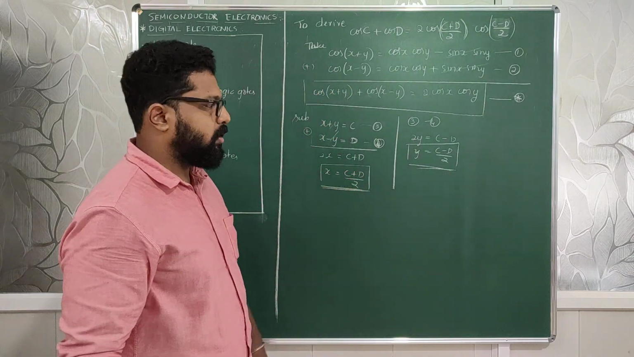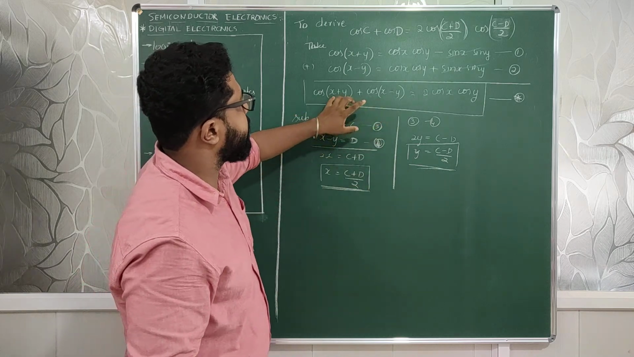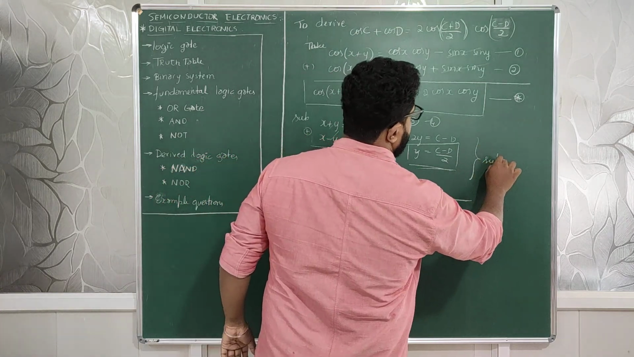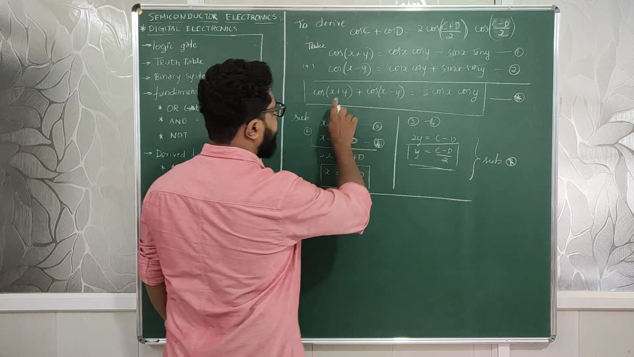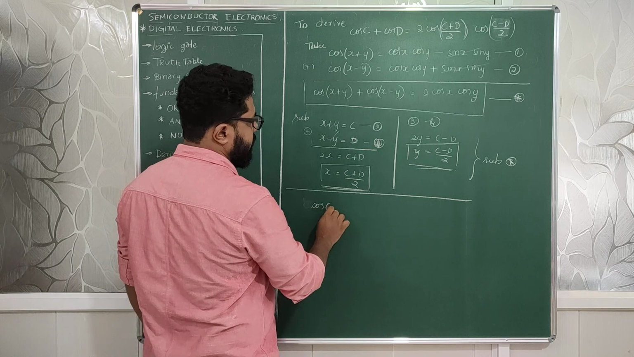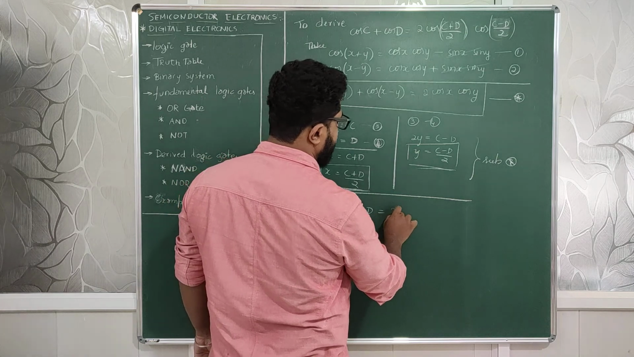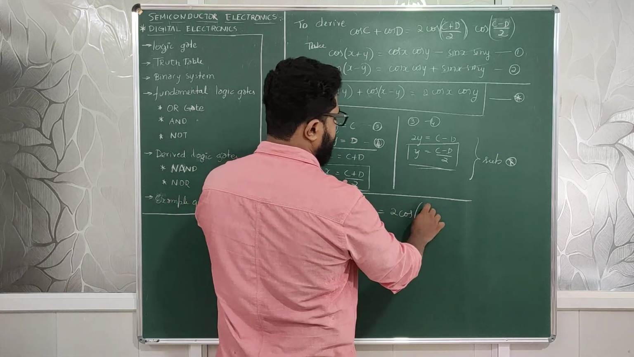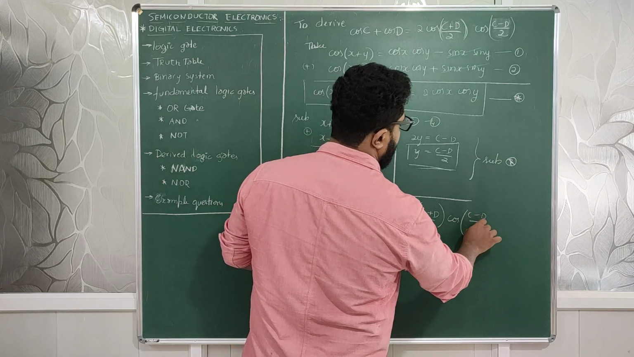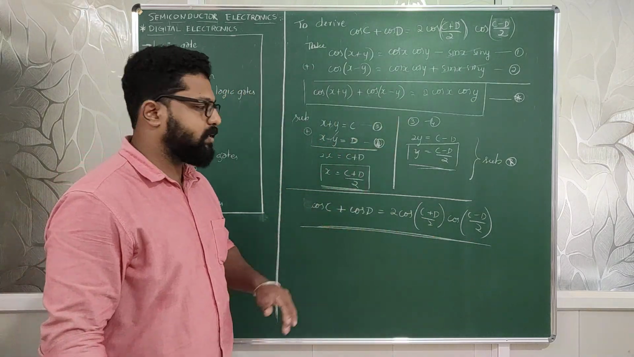Clear? Now these two values of x and y, I can just substitute in the star equation. X plus y is my assumption as c, and x minus y is d, so cos c plus cos d is equal to 2 times cos of x, which is (c plus d) by 2, cos of y, which is (c minus d) by 2. This is how I derive this. Understood? So this is simple like this.